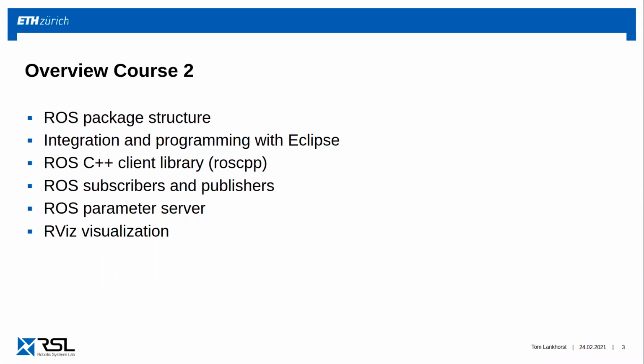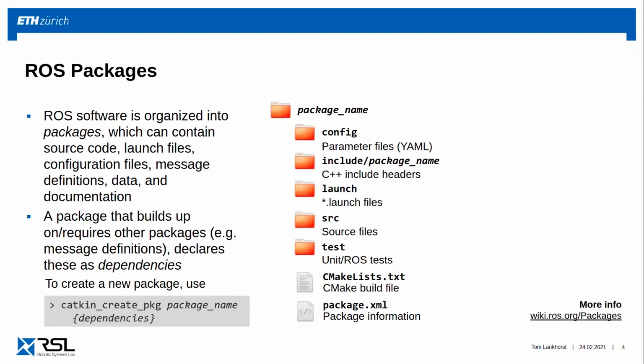Then we will discuss some essential components to the ROS network, which are subscribers and publishers, the ROS Parameter Server, and finally a great visualization and debugging tool called RViz. Let's dive into it.